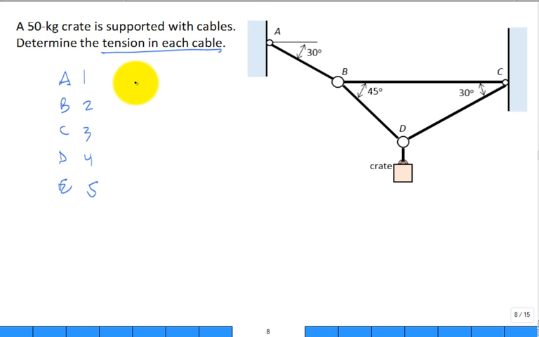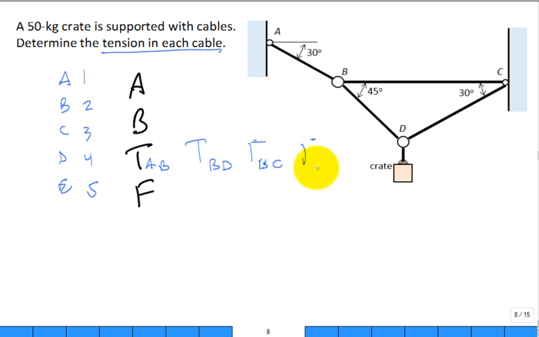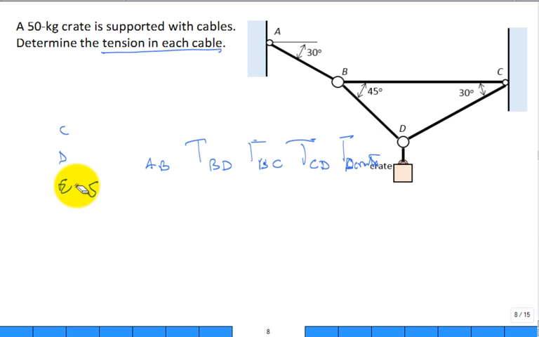Should we solve for A's or B's or T's or F's with some subscripts? This is just trying to figure out what am I solving for? I'm solving for tensions in cables. Maybe you want to solve for the tension in A to B, and then tension B to D, and tension B to C, and tension C to D, and tension D to the crate. Some subscripts. So I've clearly identified the 5 unknowns that I want to solve for.